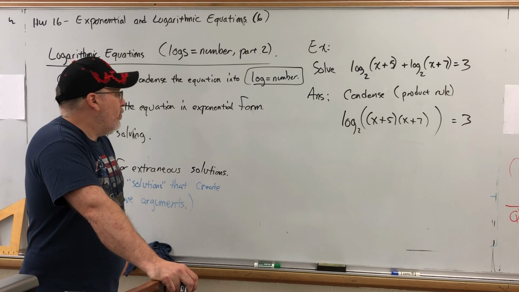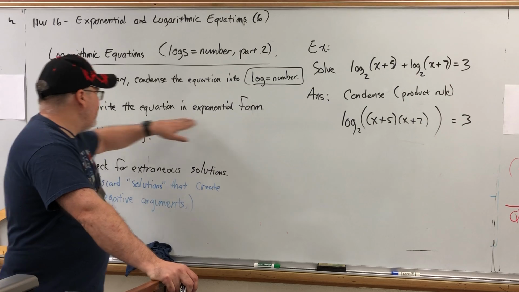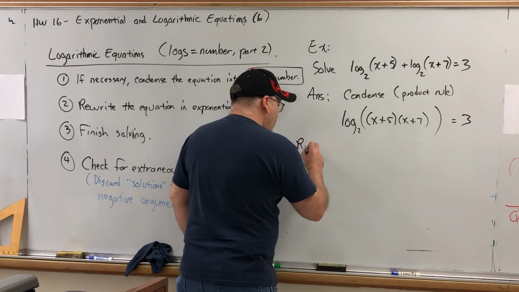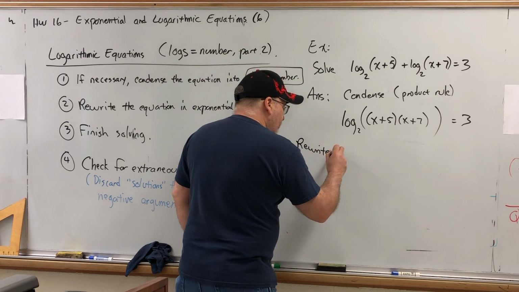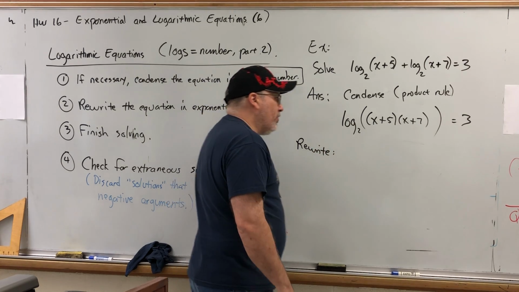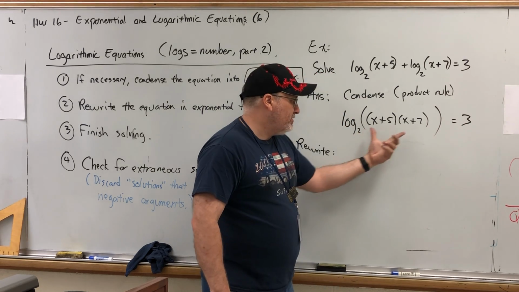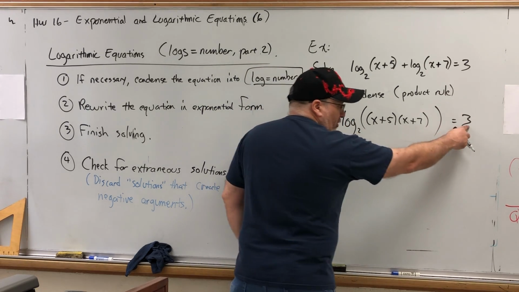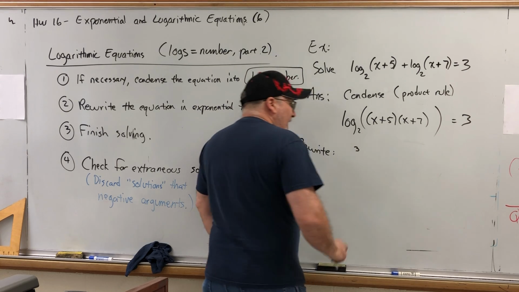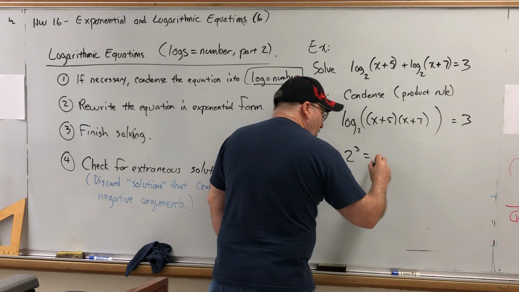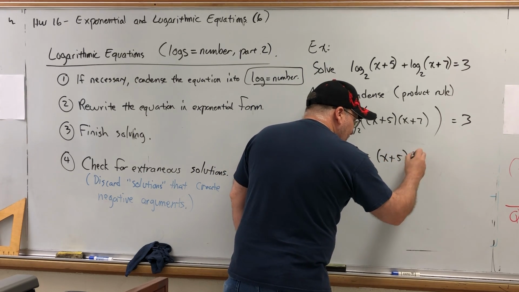But at this point, we've got 1 log equal to a number, which means we can do the next step, which is to rewrite the equation in exponential form. So if we rewrite it, remember the way to rewrite it is to remember that the answer to a log is the power that turns the base into the argument. So the answer to the log, 3, is the power that turns the base, 2, into this argument, x plus 5 times x plus 7.